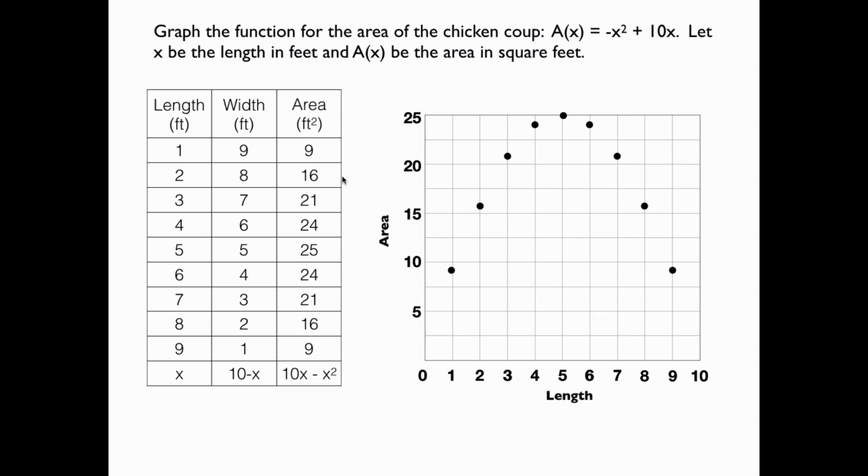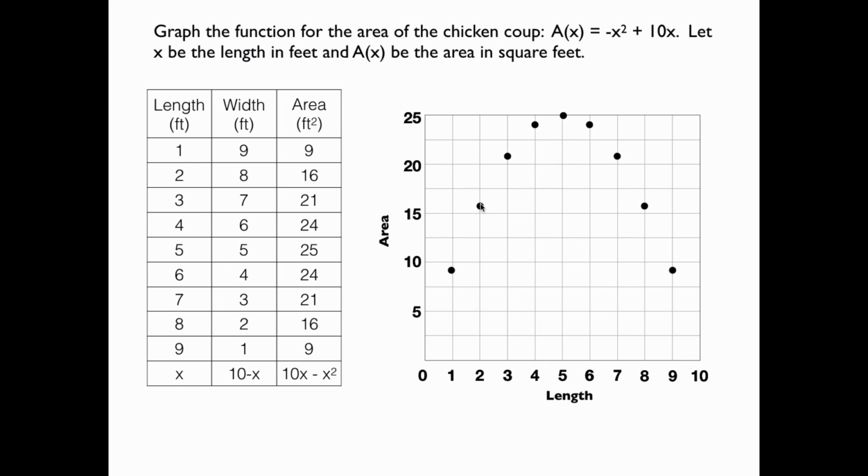All right? And we can notice this in the data too. So a few things. There's no constant rate of change here. The difference between 9 and 16 is 7, but between 16 and 21 is only 5. And then between 21 and 24 is only 3, and then we increase by 1. And then if you notice, we start to decrease by those same values in opposite order. And this is reflected in the graph.